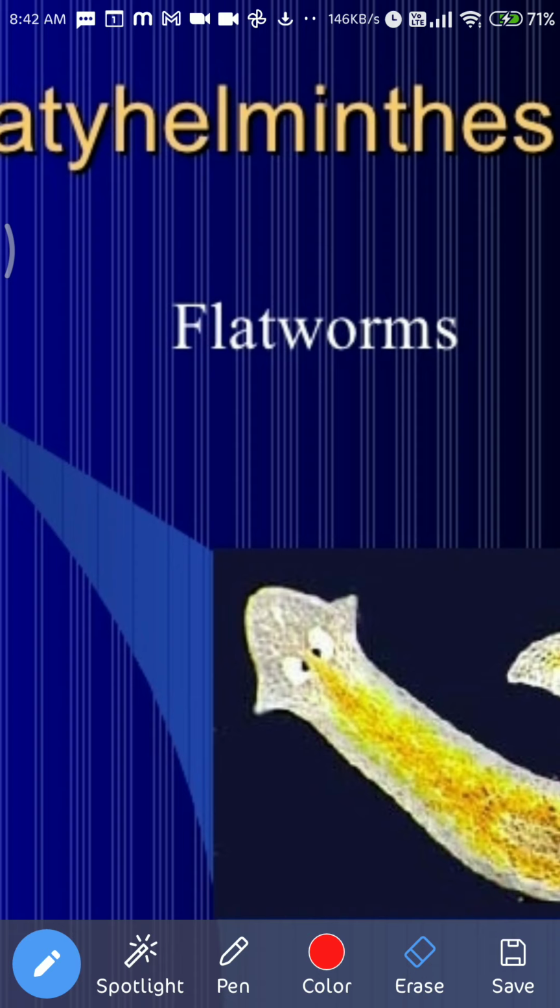They have suckers or hooks on their head around the mouth, which help them to grip the body of the host. Means they are attached to the body of the host. Like if they are in the small intestine of a human being, they attach to the wall of the small intestine to absorb the nutrients. So to attach to the surface, they have suckers or hooks.